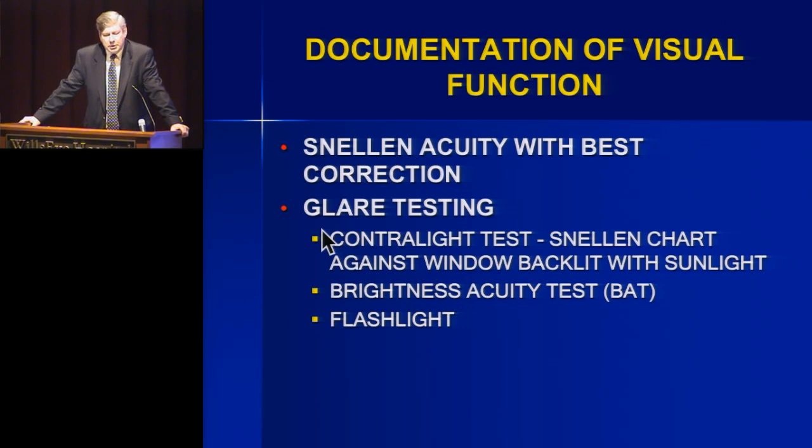And a lot of times it's because of glare, so we do have a way to test for that. One is called the contrast glare test, which essentially means you take a Snellen acuity chart and put it in a window that's backlit with sunlight. That's not often done, but what is often done is the brightness acuity test, which I'll show you in a second. We have one of those up in the clinic.